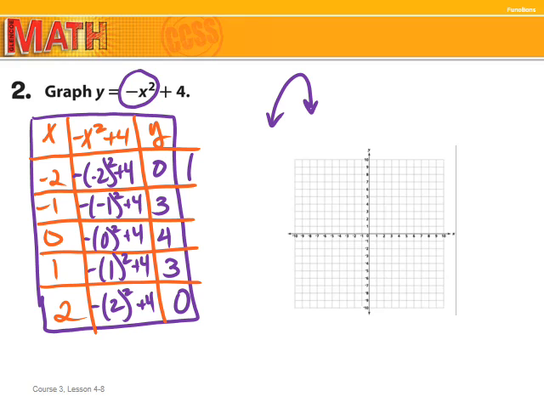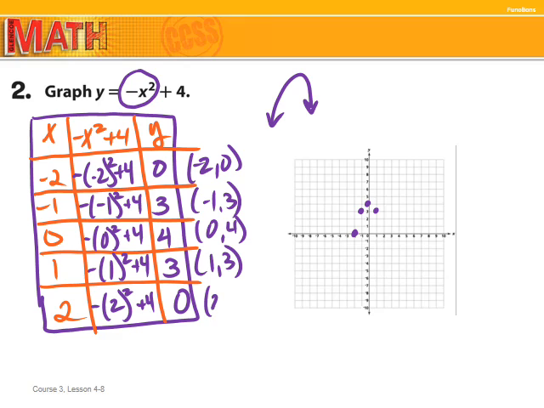So let's plot these points. My first point is going to be negative 2, 0, right there. Negative 1, 3. 0, 4, right there. 1, 3. Notice it's starting to come back down. 2, 0. And there is our graph, our quadratic function. And like I mentioned before, it opens downward because I have negative x squared.